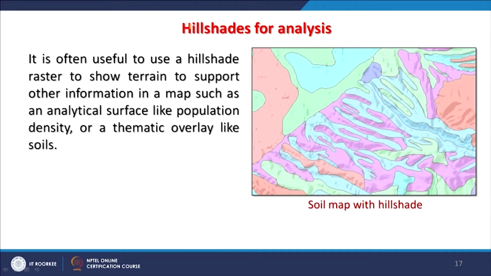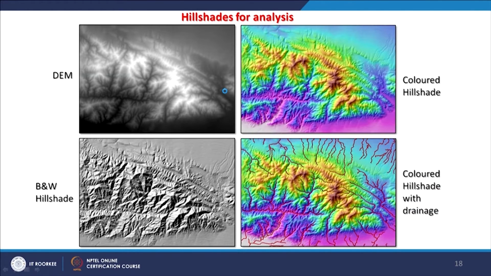Like here, hillshade analysis, and this is a soil map with hillshade, a simple one-directional hillshade and a soil map. If you overlay like this, what is the advantage? Immediately you would realize that there is a relationship between soil and landforms. So, it is very useful to have a hillshade raster to show the terrain and support other information. Correlation between elevations or landforms and a soil map can be found very easily. Similarly, with the geology, similarly with many chemical qualities, many things can be seen.